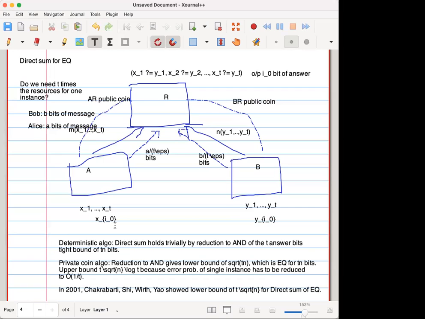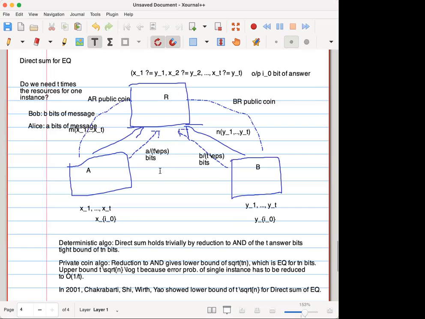So now I can do a union bound over all input pairs. So what does this tell me? This tells me that even after doing a union bound over all input pairs, there are overly many settings of public coins for AR as well as BR, such that the probability that the majority strategy makes an error on any input is exponentially smaller.